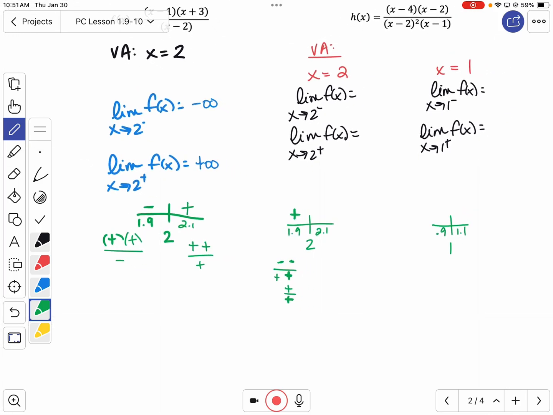2.1, plugging it in the original function. 2.1 minus 4, negative. 2.1 minus 2, positive. 2.1 minus 2, positive. Square it, still positive. 2.1 minus 1, positive. Okay? So now I'm going to multiply. A negative and a positive is a negative. A positive and a positive is a positive. Negative divided by a positive is a negative.